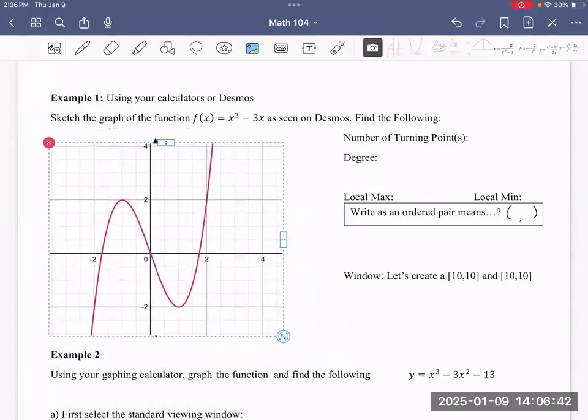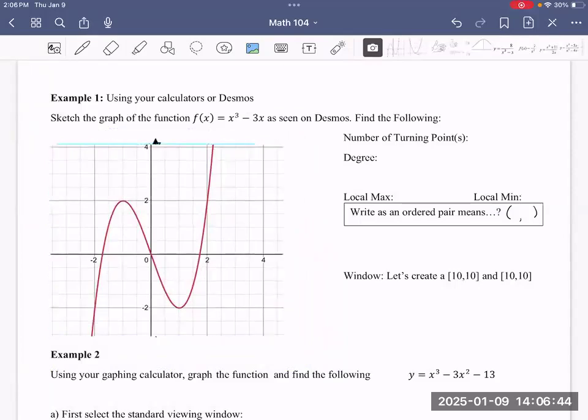There we go. There's my graph. All right, so how many turns do we have? Well, our graph starts to climb and then all of a sudden we change directions and then we start to fall and then one more time change directions. So we have 2 turning points.